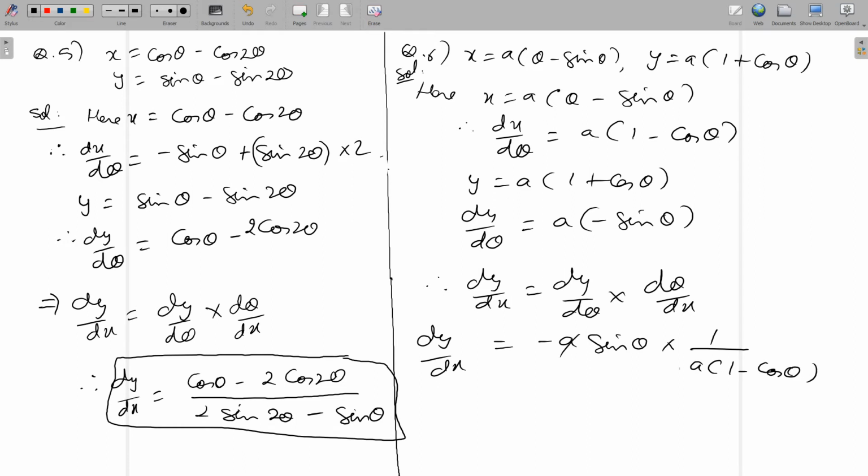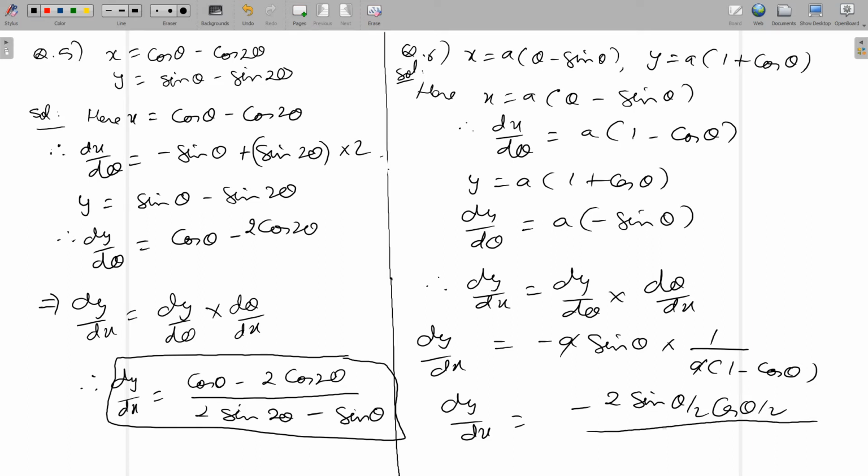and so a and a will be cancelled out, and we can write dy by dx equal to, so this will be minus, now sine theta can be written as 2 sine theta by 2 into cos theta by 2, whole.